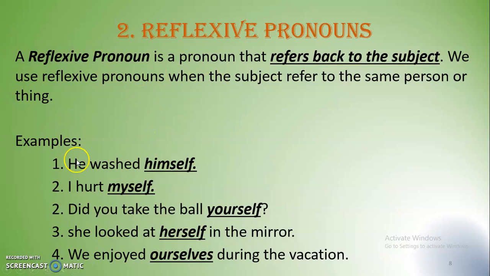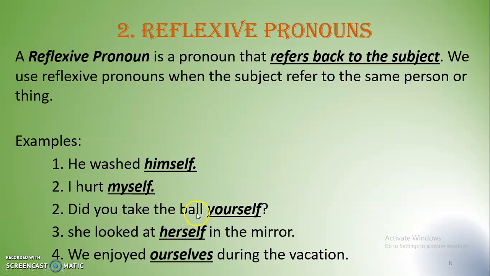Let's see some examples here. He washed himself. Here the word himself is the reflexive pronoun. What does it refer to? This himself refers to the same person, he. So it refers back to the same subject. That is called a reflexive pronoun. Let's see the second example here. I hurt myself. What does the word myself refer to? Myself refers to I. So once again it is coming back to the subject.